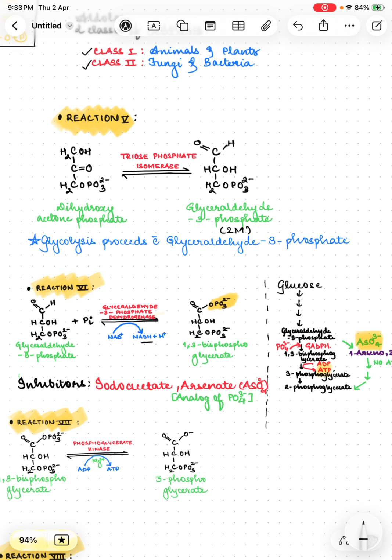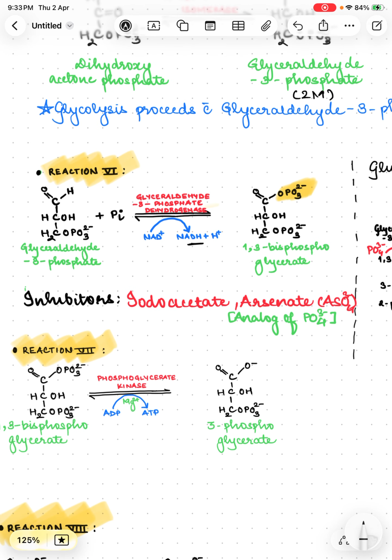Now in reaction number 6, glyceraldehyde 3 phosphate gets converted into 1,3-bisphosphoglycerate with the help of the enzyme glyceraldehyde 3 phosphate dehydrogenase, and the phosphate which is attached to carbon number 1 is taken from inorganic phosphate. Now during this reaction, NAD plus gets converted into NADH plus H plus.